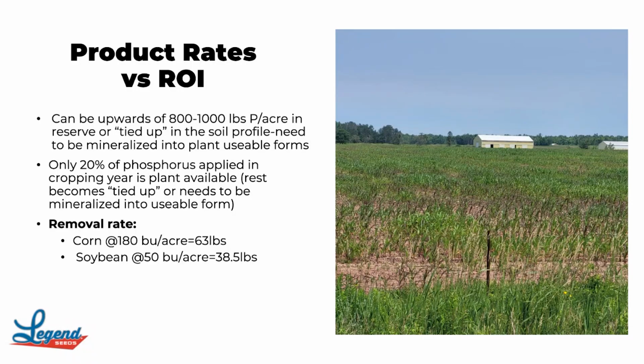But this is just some things to think about, and some common issues I see guys running into. In our soil profiles, depending on where you live, and this isn't true everywhere, there can be upwards of 800 to 1,000 pounds of phosphorus per acre that's essentially in reserve, or tied up in that soil profile. The biggest thing is it needs to get mineralized into a plant usable form.